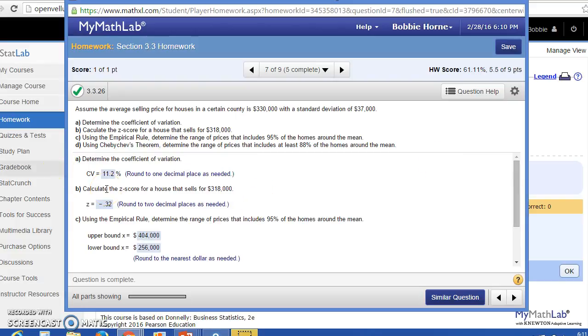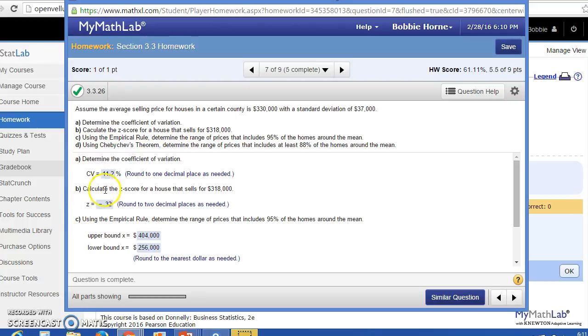The first calculation you have to make is the coefficient of variation, and all you do is you take the standard deviation and divide by the mean. Okay, and once you get that, you change it to a percent. And I took 37,000, divided it by 330,000, and I got my coefficient of variation.